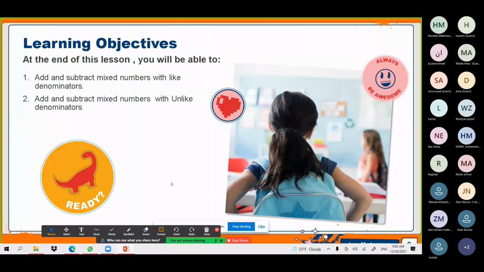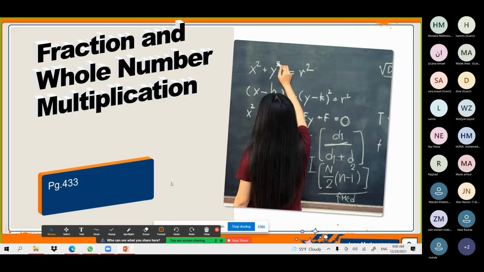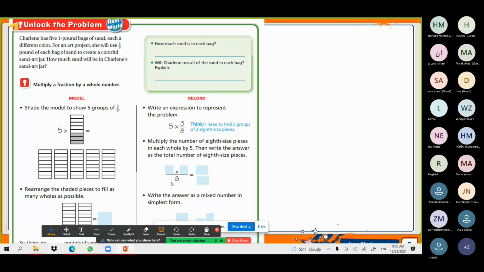All of you, please open your book page 433. Now, in this lesson today, we're going to learn how we can multiply a fraction by a whole number or a whole number by a fraction.